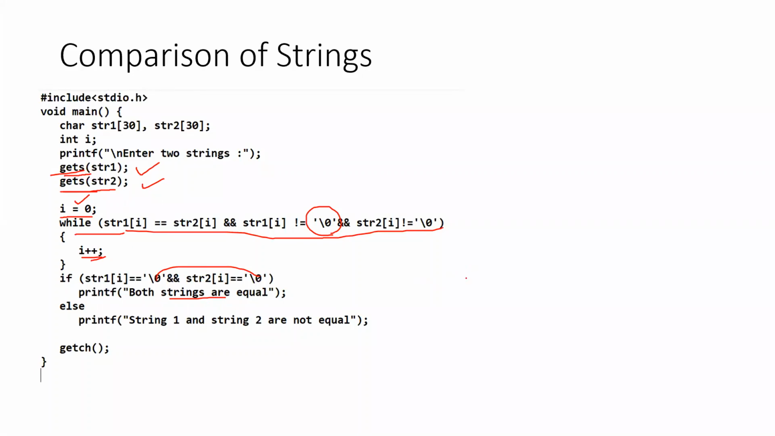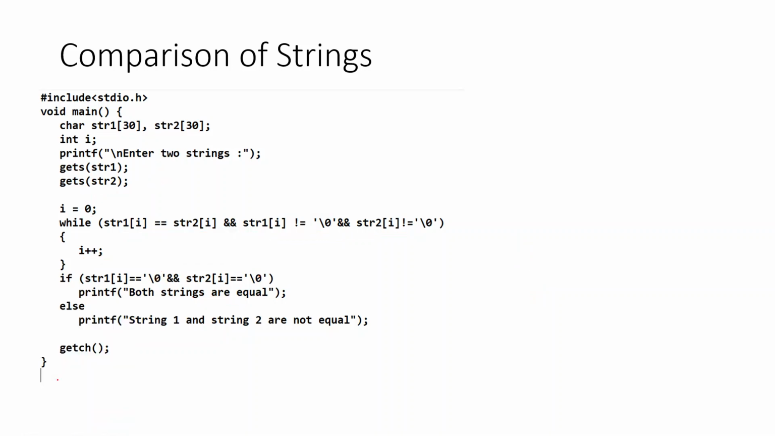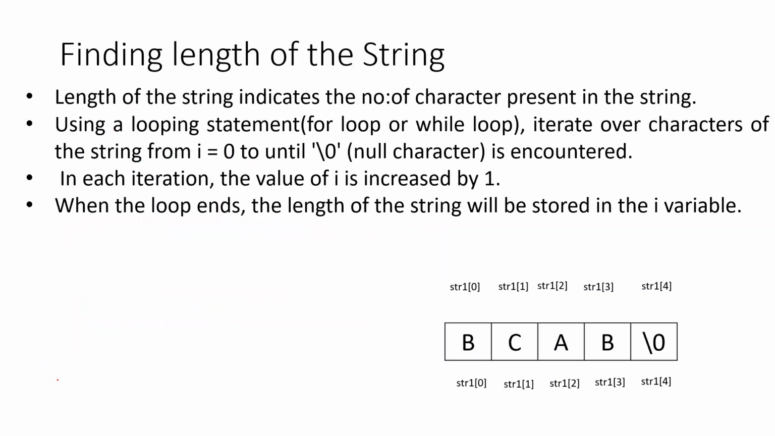If two strings have the same number of characters and the same characters, we will be reaching the end of the string. End of the string is indicated by null, right? So if both strings have reached the end, that means you have reached the null character, then strings are equal. Else you can print string 1 and string 2 are not equal. So this is the program which you have to execute, and you have to send me the output screenshot.